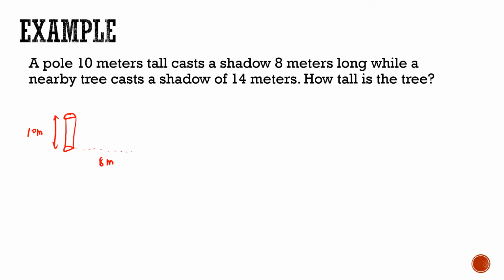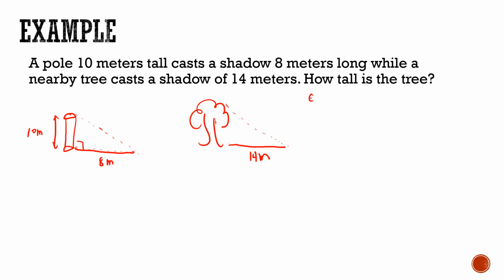Now, as you notice, we can actually form a right triangle. And then while there is a nearby tree, wherein the tree casts a shadow of 14 meters, we can again form a triangle. So the question is, how tall is the tree? So this is an example of a similar triangle because it involves two given triangles.